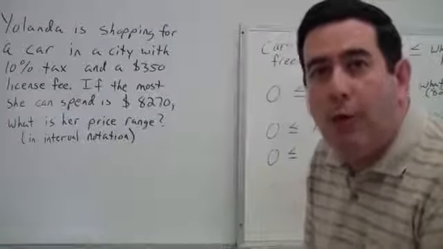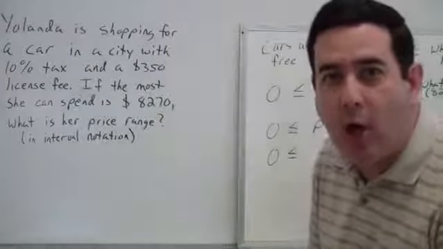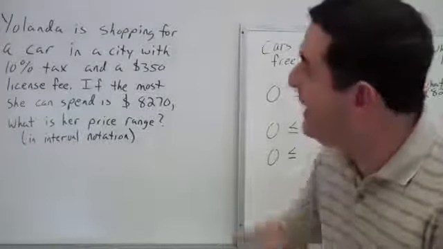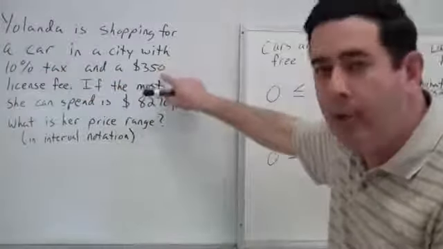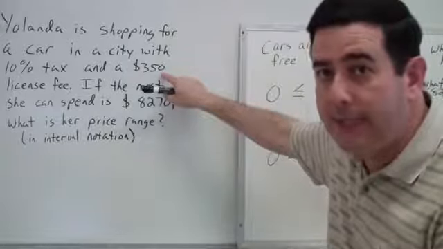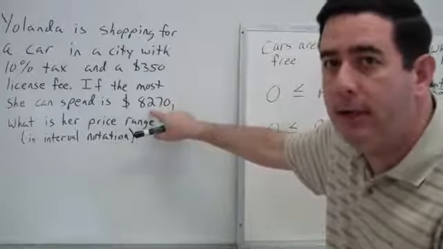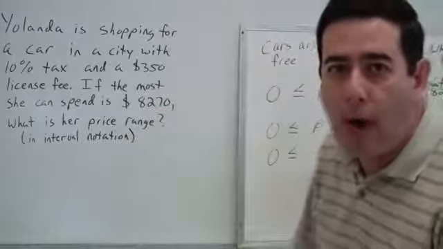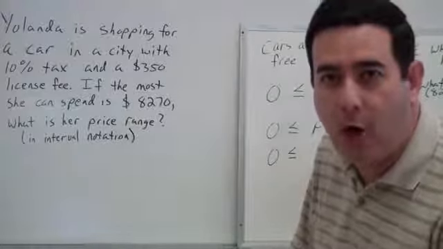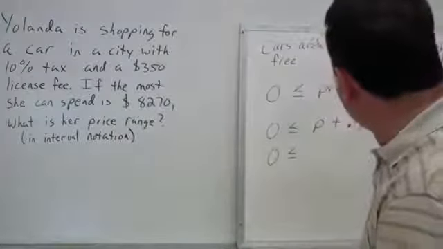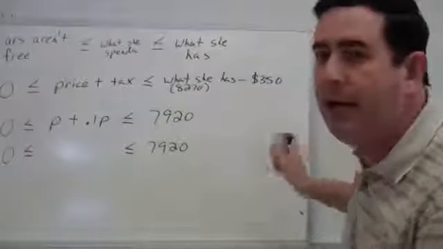A word problem you will encounter in section 1.8 involves Yolanda buying a car. She lives in a city that has a 10% tax and a $350 license fee. She's got a total of $8,270 to spend. We want to know what range she can look for her car for the price of her car. Now, what we'll need to do is express the answer in interval notation at the very end.